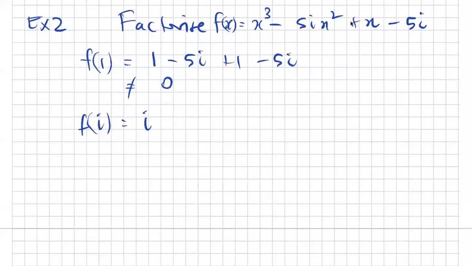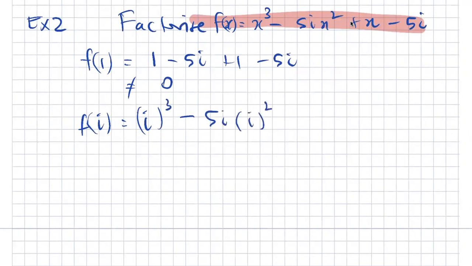So if I substitute i into this function, that's what I'm doing over here, then I get i cubed minus 5i squared plus i minus 5i. All right, just check that you've substituted correctly. I always like to put little brackets around so that it's just a bit of a safeguard to ensure I'm doing everything properly, particularly when it comes to different signs.